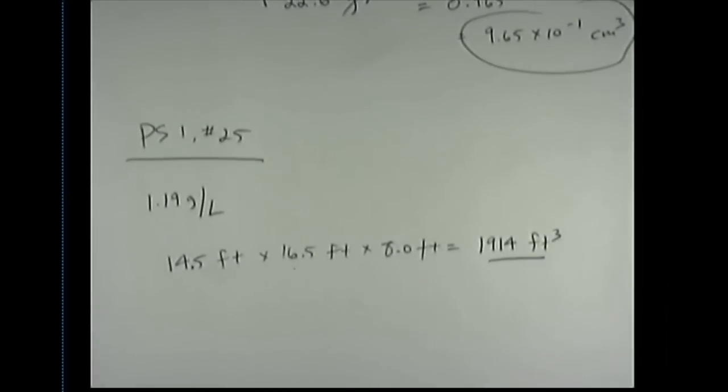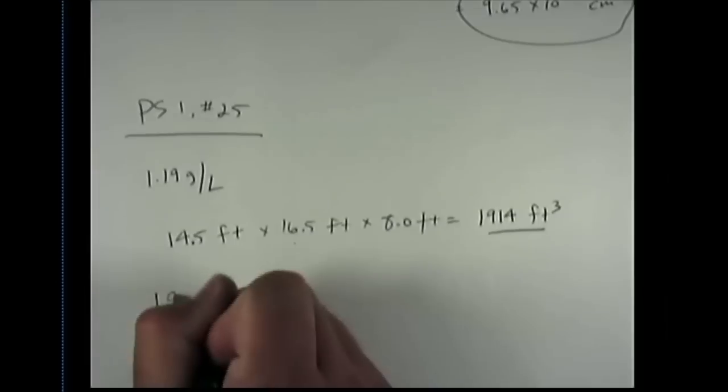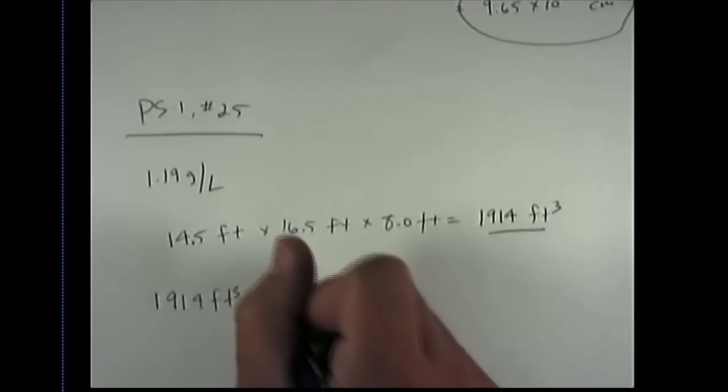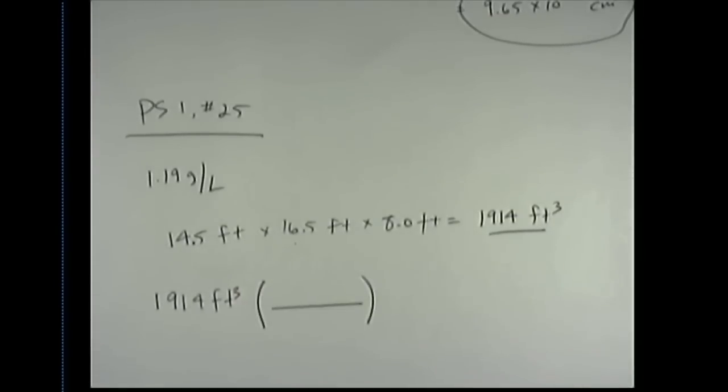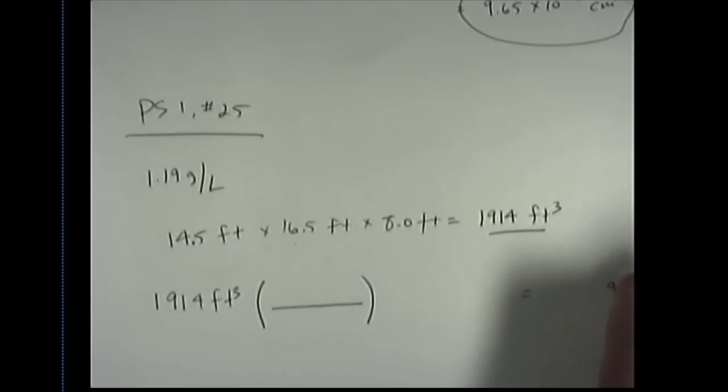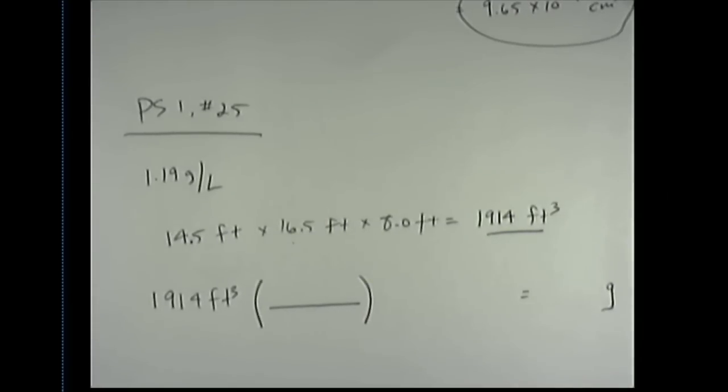I'm going to have to do dimensional analysis. I begin by writing down 1,914 cubic feet, and I'm going to put a set of parentheses. Now remember, I want to end up getting at the end an answer that is in grams. That is a mass unit. So what in the world am I going to do here?